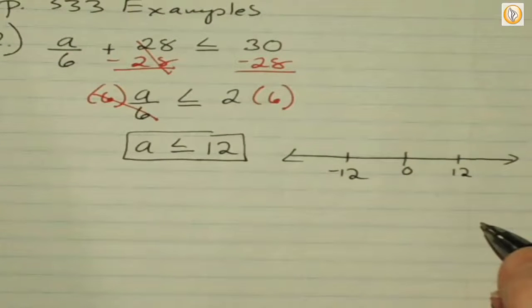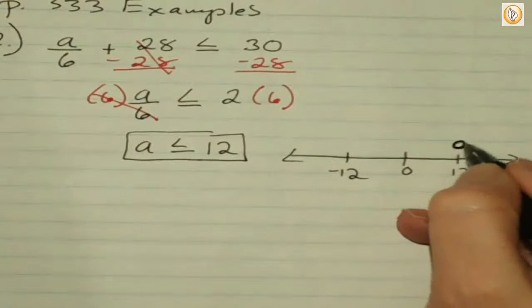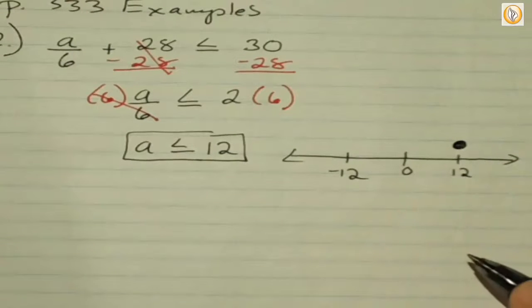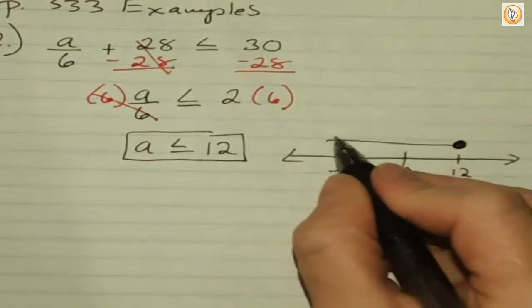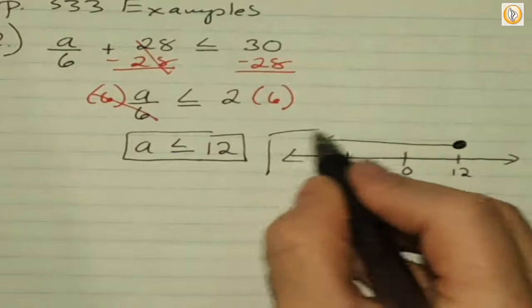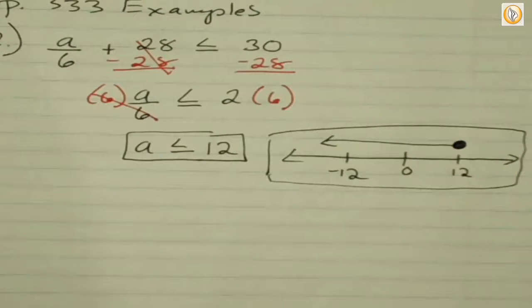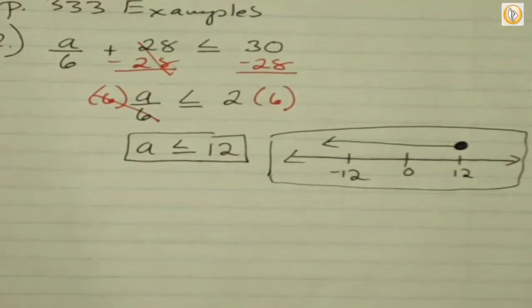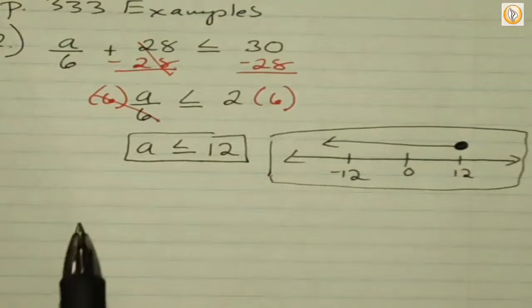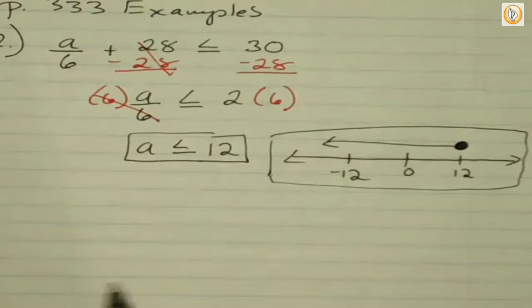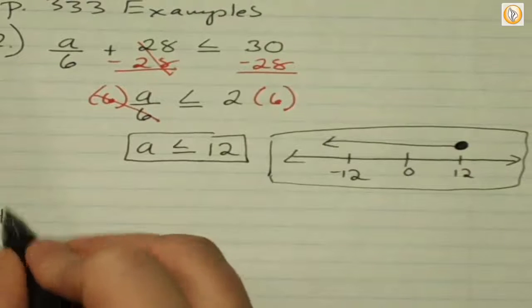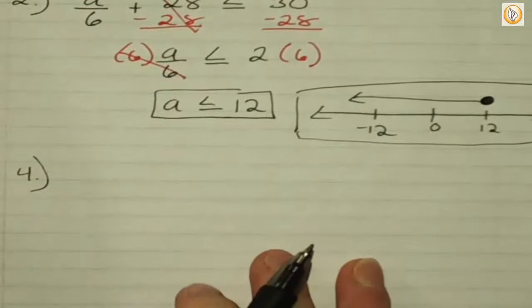Open or closed? Closed. Left or right? Left. Good job. Two answers. Any questions? Joseph, any questions? No. Kelly? All right. Number 4. Kelly, your turn.